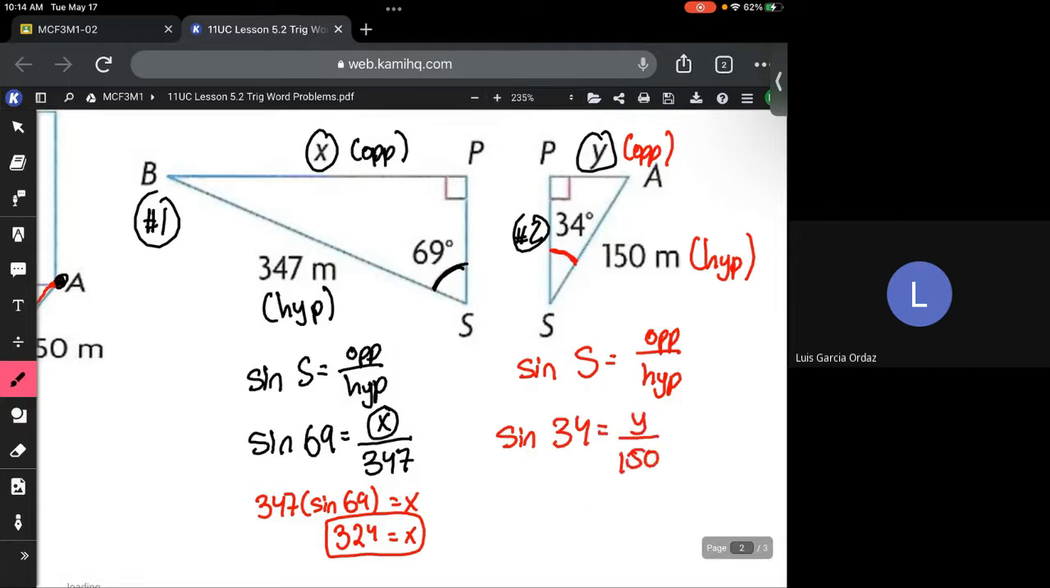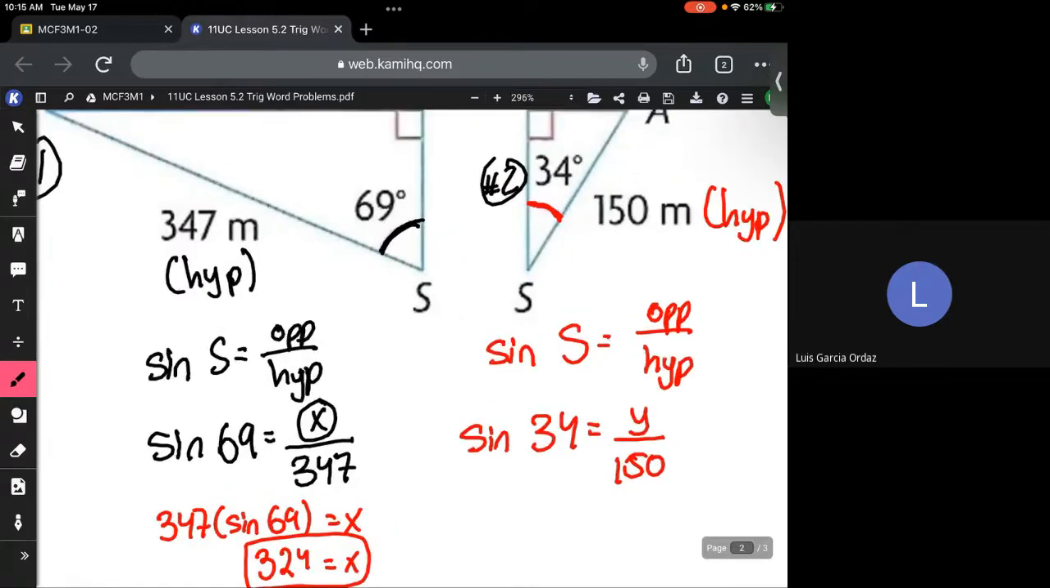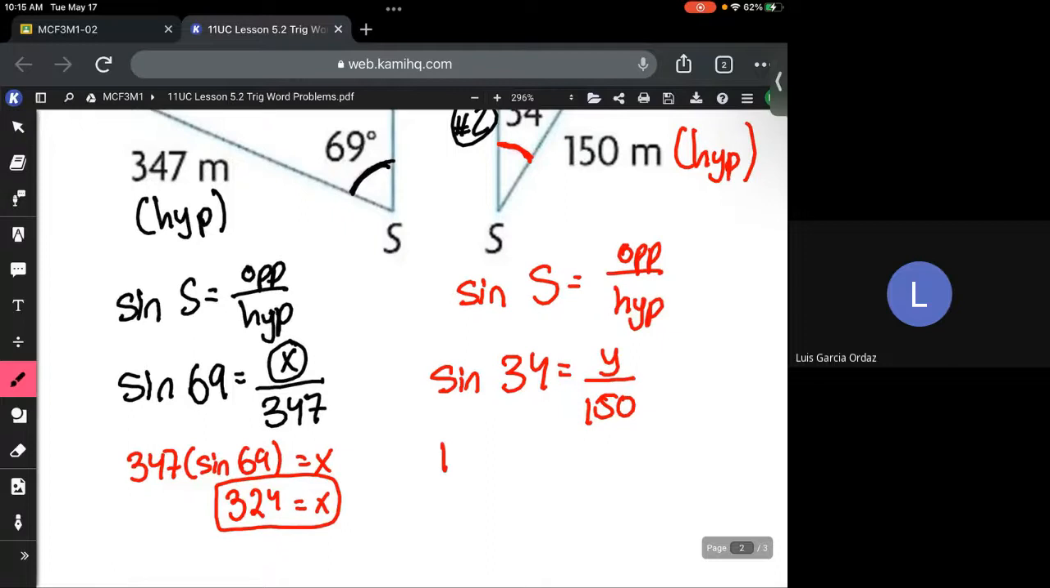So how do I get Y by itself? Yep, multiply both sides by 150. So I get 150 times sine 34 is equal to Y. And who can tell me what Y is equal to, to the nearest meter? 84.